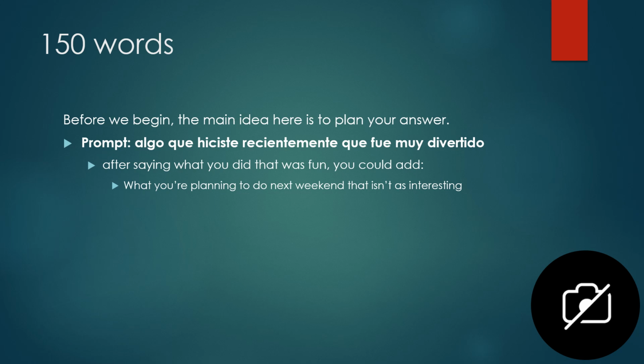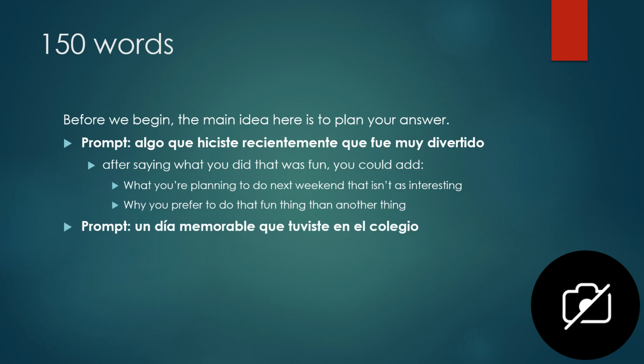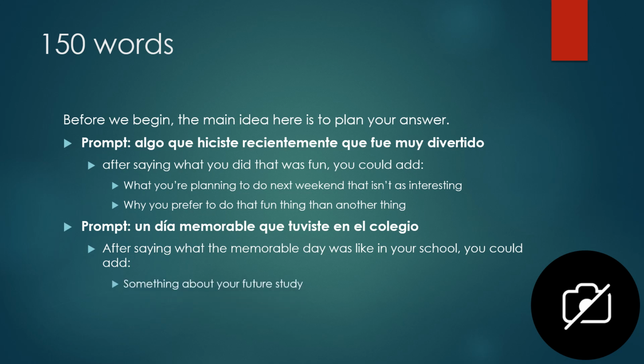You can add variety to your answer by talking about a different kind of activity. You can talk about why you prefer to do that fun thing than a different thing. So that's giving you your sort of opinions on things. A different prompt, a memorable day that you had in school. You could say, after talking about what the memorable day was like at school, you could say something about your future study. So you had a fun day at school on a trip to a museum. So in the future, you want to study history, just as an example there. You could also talk about a friend you met that day and what you're going to do with them. One day in school, we had a special day. I met a new person, and next weekend we're going to go to the cinema together.